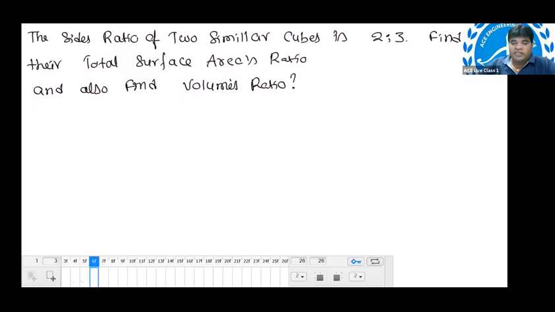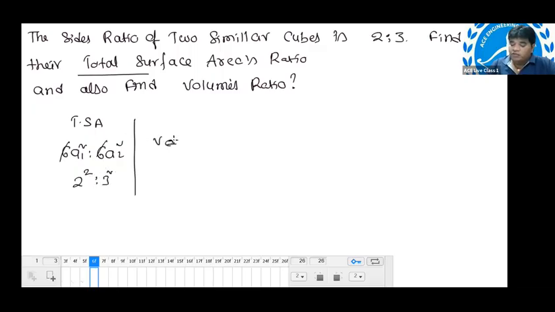Right answer, anonymous attendee. Surface area means a duplicate ratio, volume means a triplicate ratio. Total surface area is 6a square, so 6a1 square is to 6a2 square. The 6 cancels, so A1 square is to A2 square, which is 2 square is to 3 square. Volume ratio means A1 cube is to A2 cube, so 2 cube is to 3 cube. Got it, all of you friends?